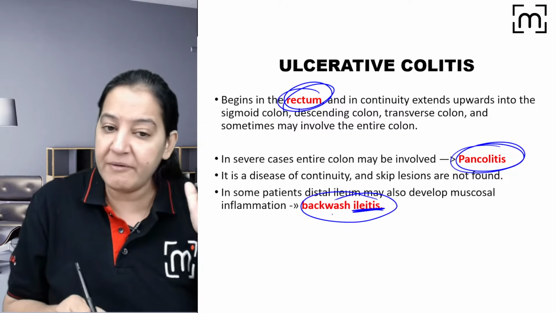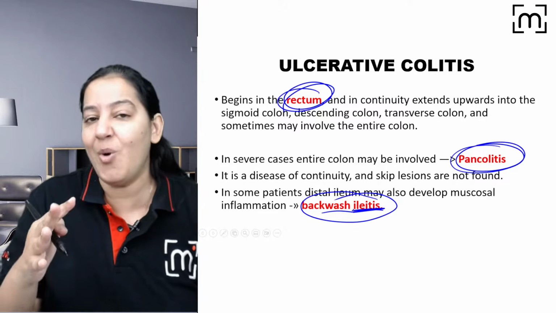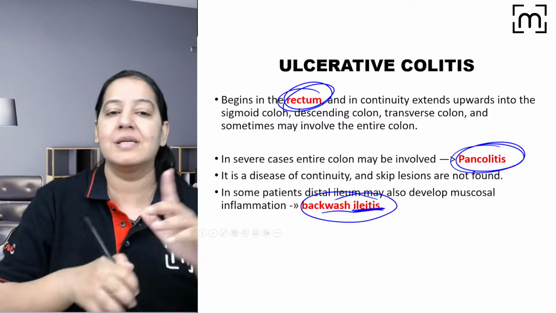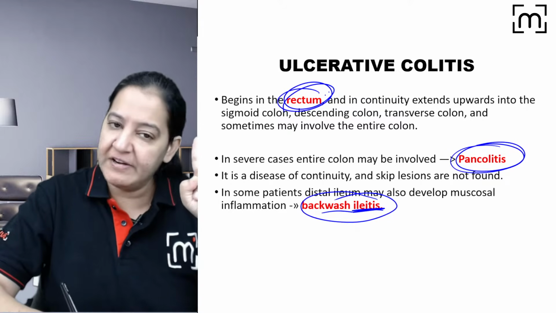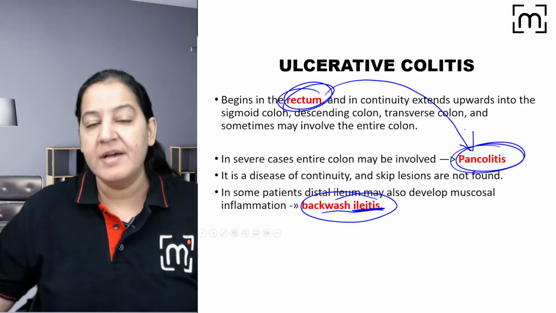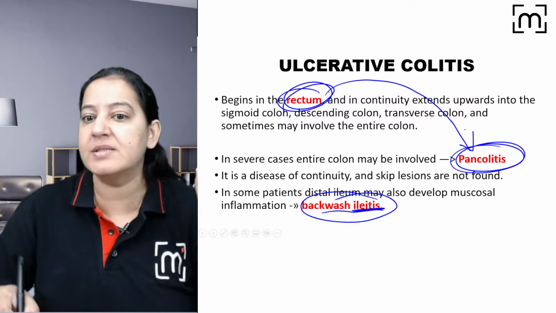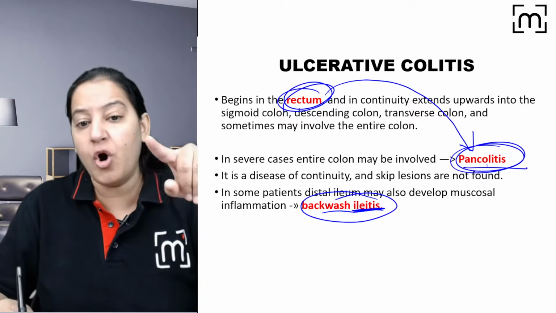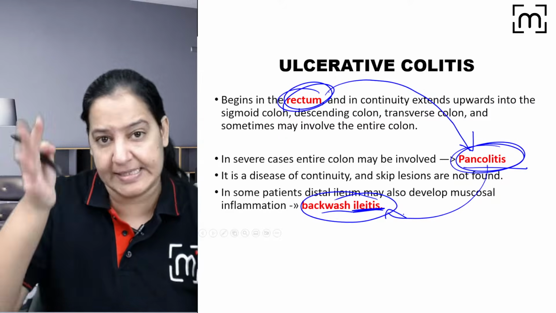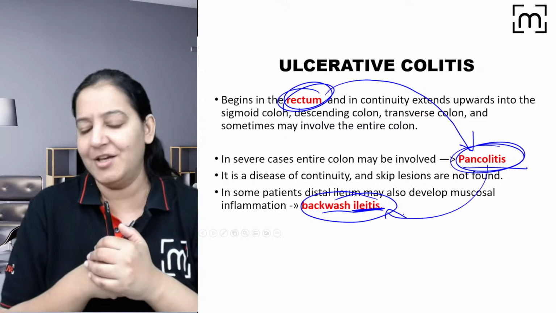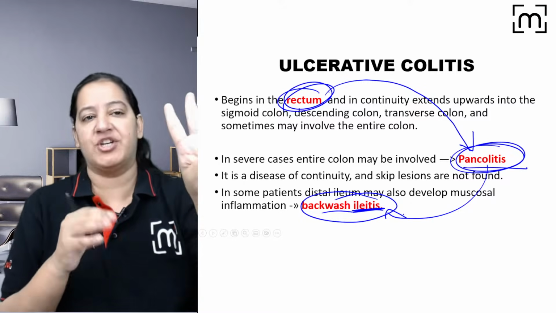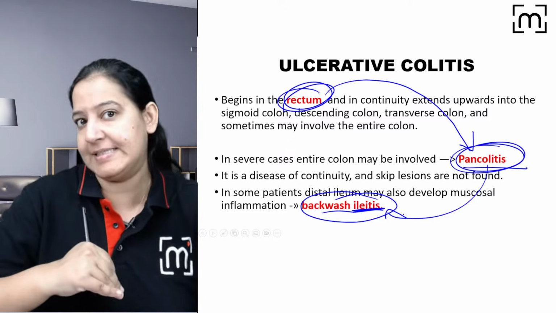Ileum is involved, but it came from behind, not from the front to involve. It is known as backwash ileitis. So it starts with rectum. It will grow in continuation. When the complete colon is involved, it is known as pancolitis. After colon, it can move into ileum, and ileum can also be involved in severe cases. It is known as backwash ileitis. Give me a thumbs up. So start from rectum, move to pancolitis, then backwash ileitis. This is the progression of the disease, right?